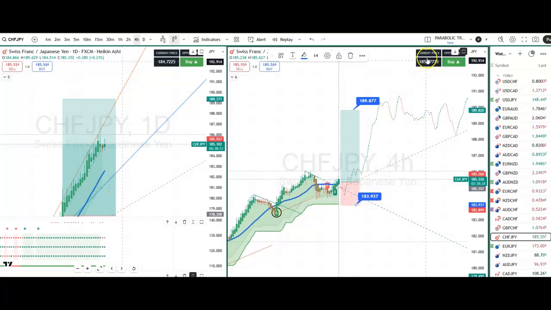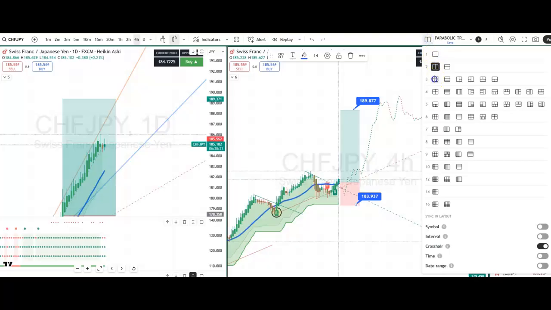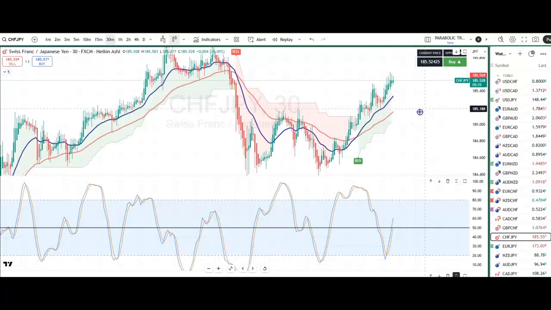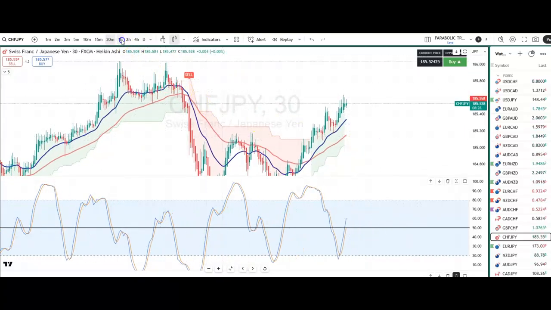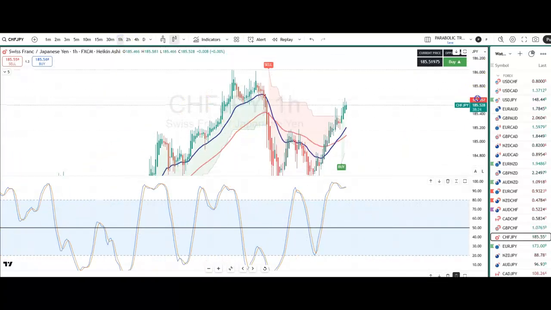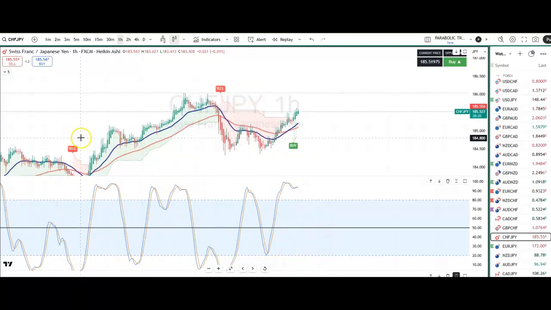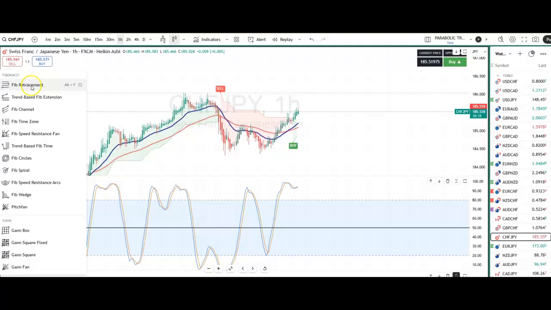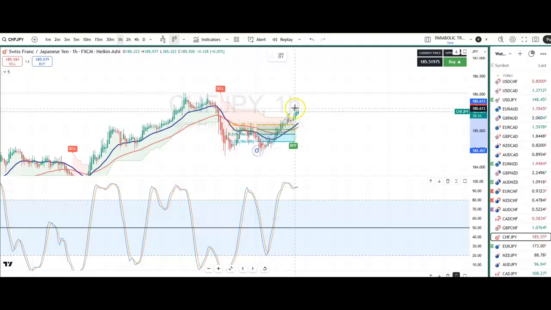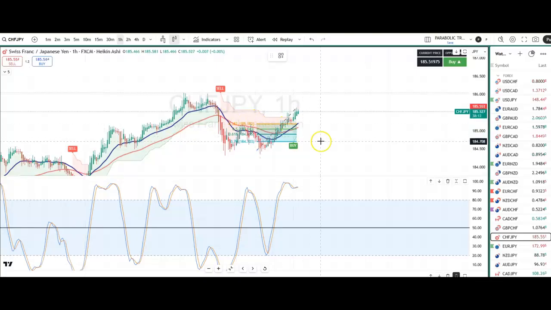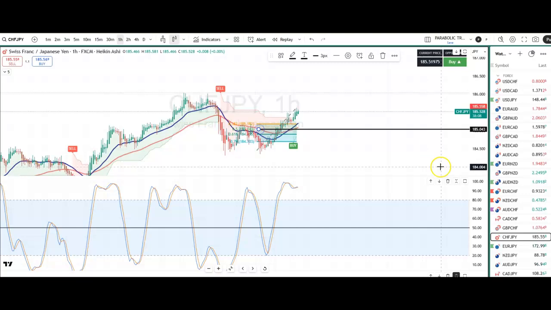We can clarify and confirm on the lower time frame. So we have a 1, 2, 3 here. This is interesting. Let's grab the fibs. Let's draw a line on the, what should we go for? 50% fib.